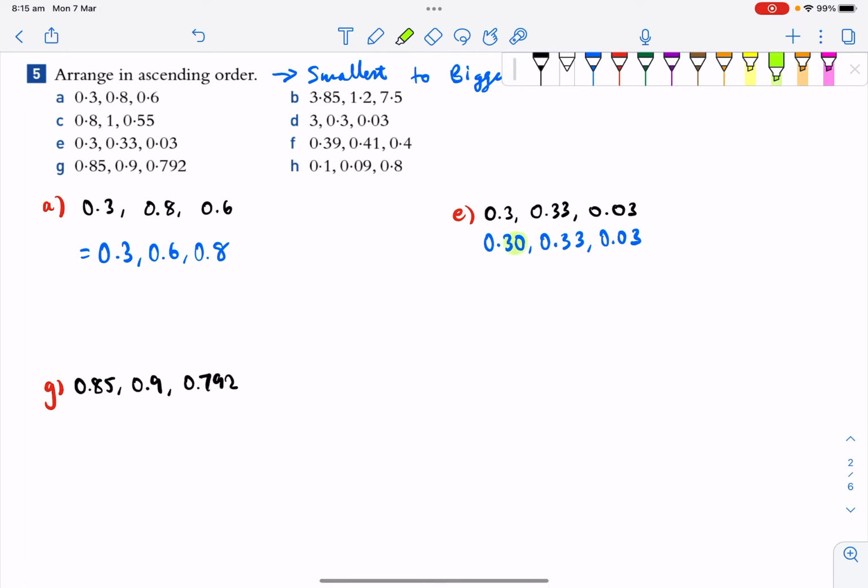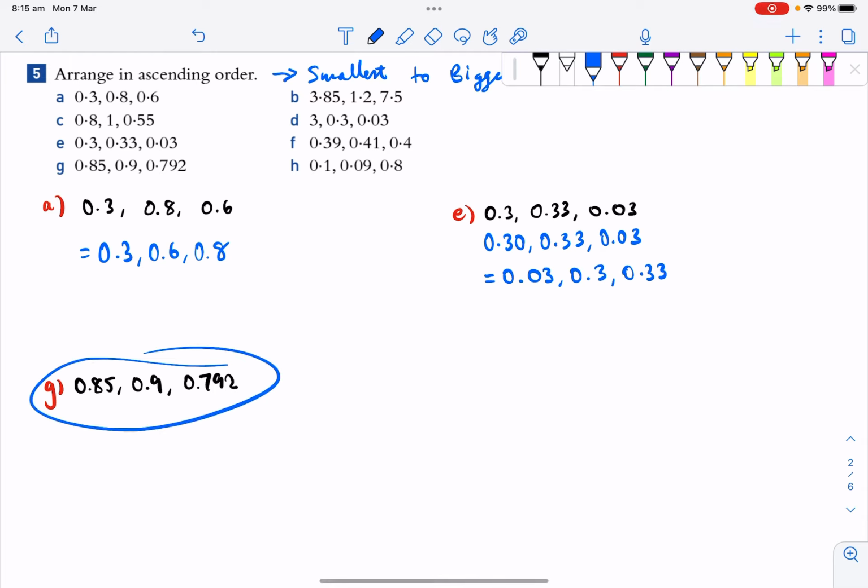And then you ask yourself, which of these numbers, ignore the decimal, which of these numbers is the smallest? If you were just to look at those numbers on their own. And you would say that 0.03 is the smallest. So therefore we get 0.03. The next smallest number would be 0.30. Okay, but I'm just going to write 0.3 now. And 0.33. And that's it.